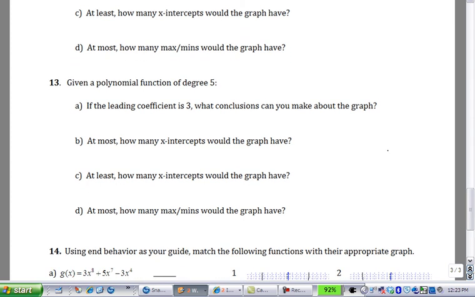So a 5th degree polynomial with a leading coefficient of 3. What I'm asking you to really do in A is determine which of these 4 is A. Is it this one, this one, this one, or this one? Purple, blue, green, or yellow. What do you guys think?